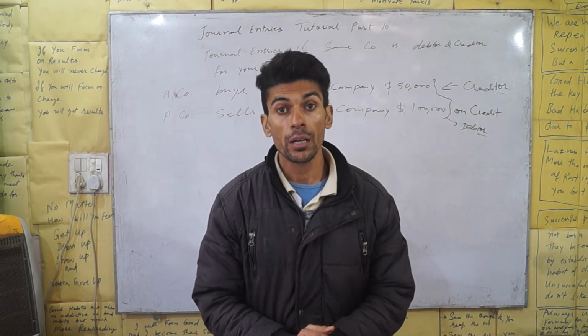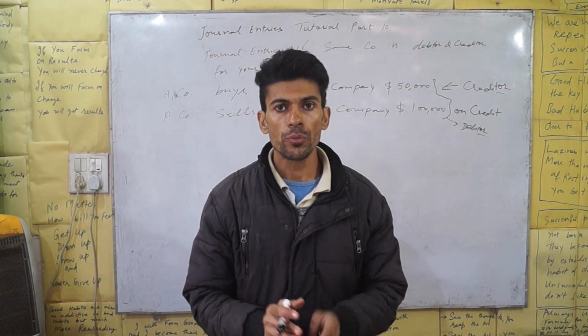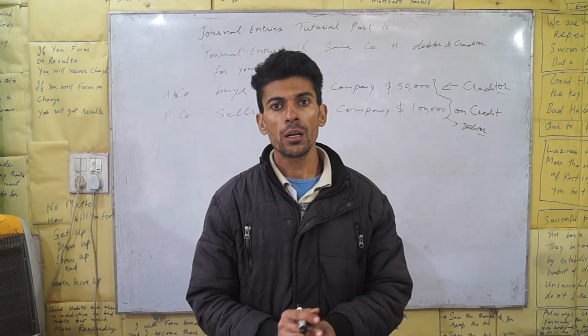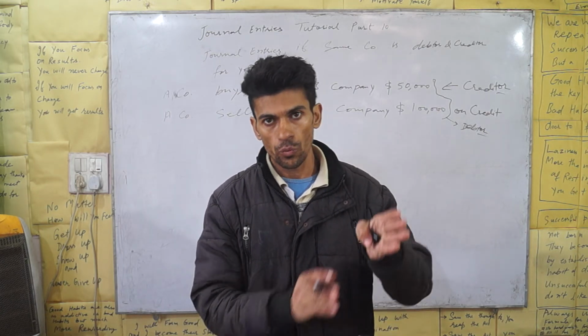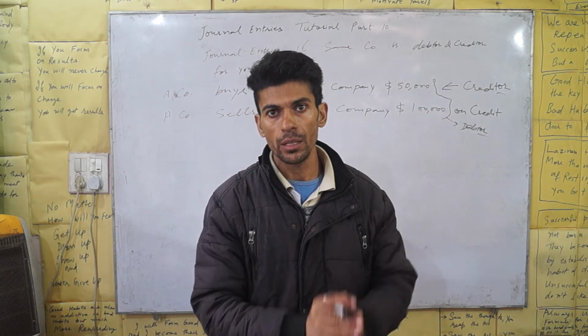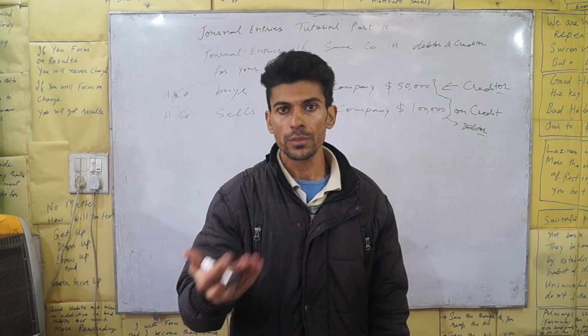At that time, what journal entry will pass? First of all, we make two entries. When we buy, we enter the buy entry, and if we sell, we pass the journal entry of selling.